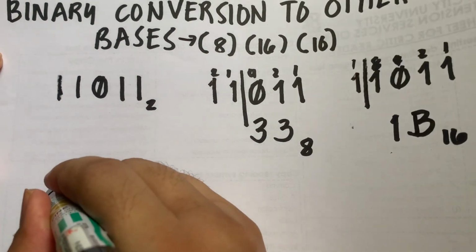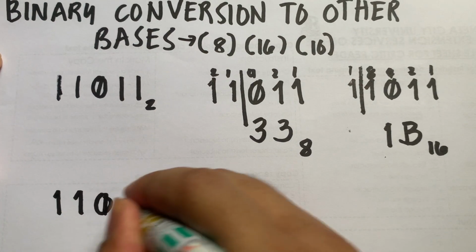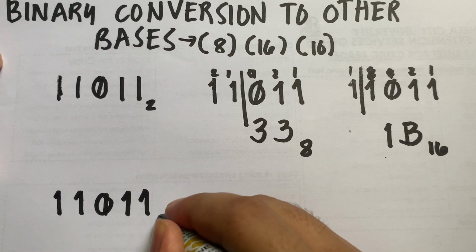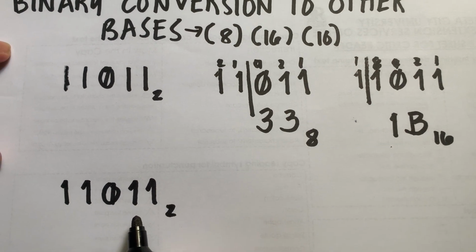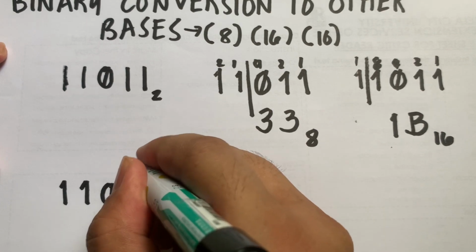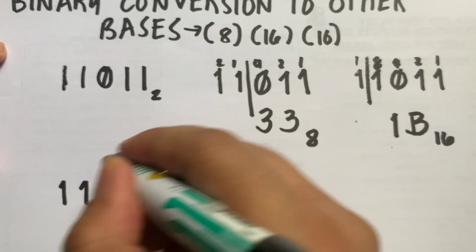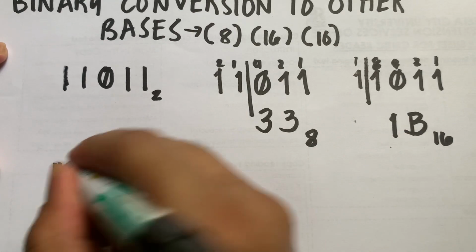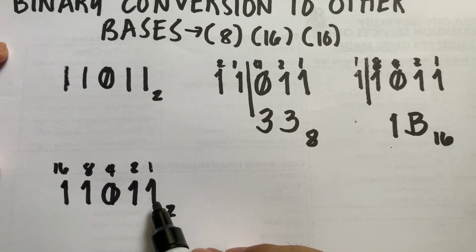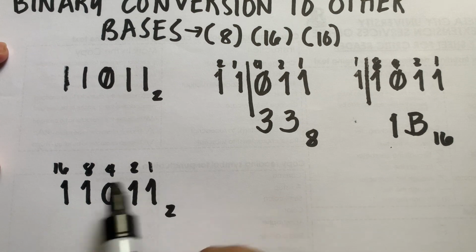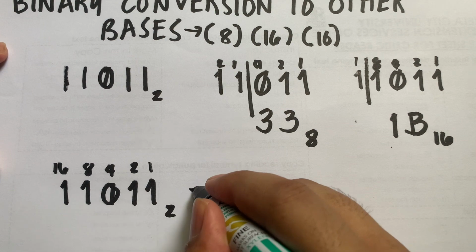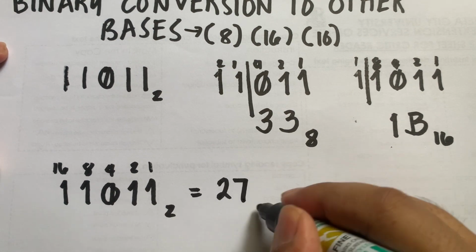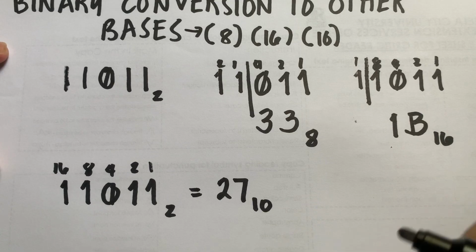So using the given binary number 11011, we can simply get the decimal equivalent of this number using our positional values. So we have 1, 2, 4, 8, and then 16. And then we add the numbers opposite 1. So we have 16 plus 8, this is 24, plus 2, 26, plus 1, that is 27. So the decimal equivalent is 27.